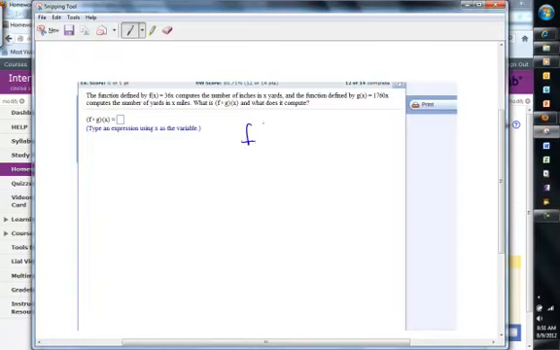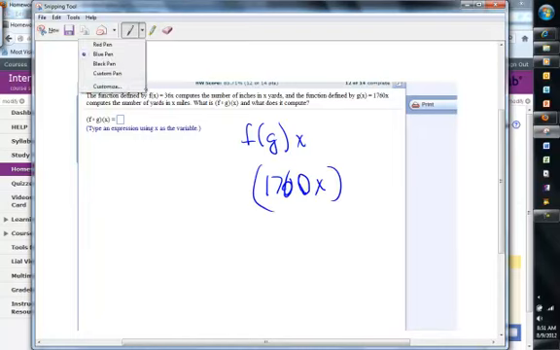So we're doing f of g of x. So we do g first, 1760 times x. Then we multiply that by 36. And that will be, I better get out my calculator, 36 times 1760 is 63360.